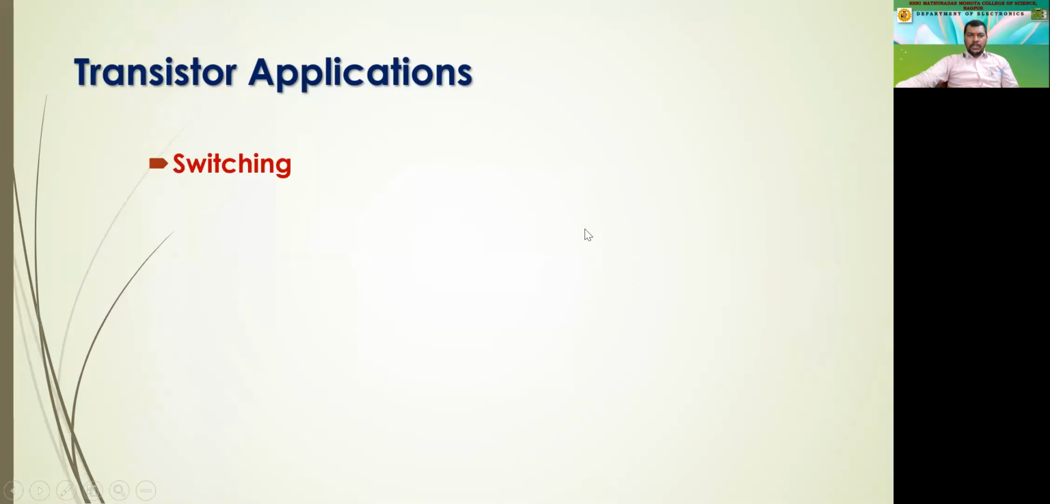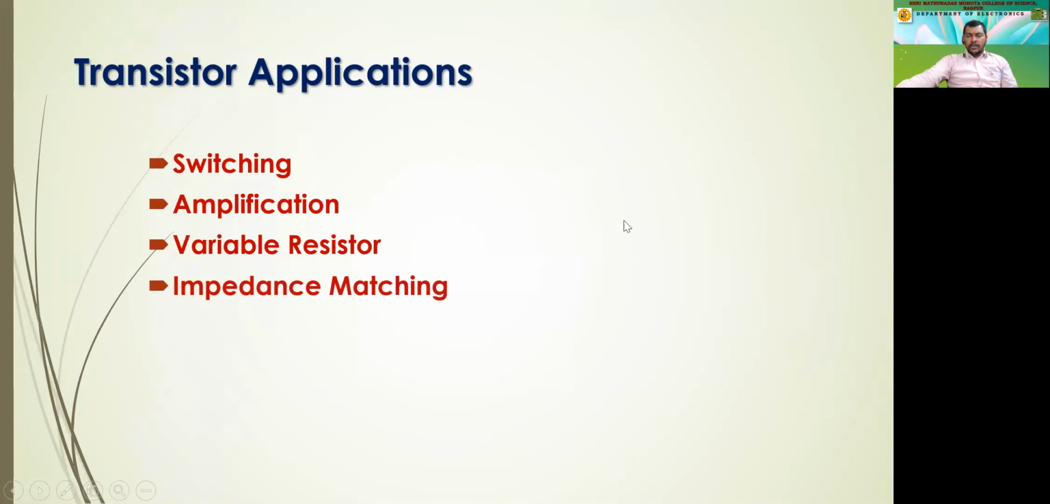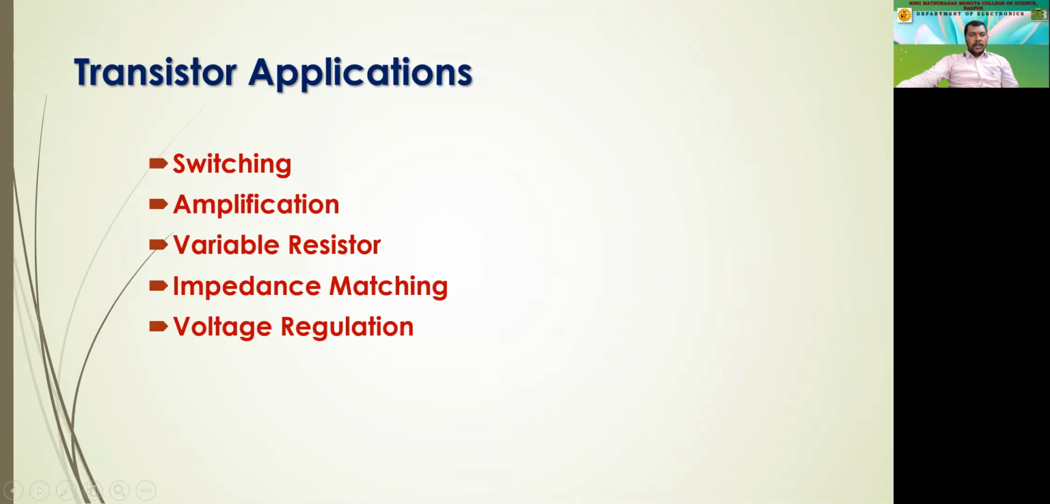Then we have transistor applications. Some of the applications of a transistor are switching, amplification, variable resistor, impedance matching, and voltage regulation. These are some of the applications which we will study in the coming classes. Transistor as a switch, yesterday I told you. I have even uploaded one of my videos in which I briefly explained how you can use a transistor as a switch. You can go through my YouTube channel.